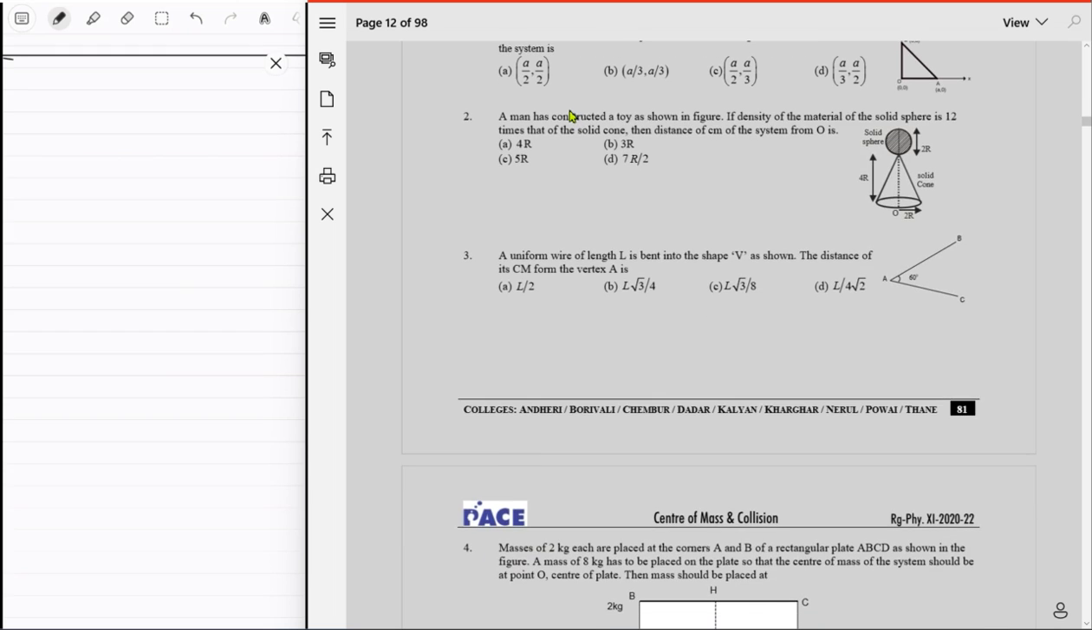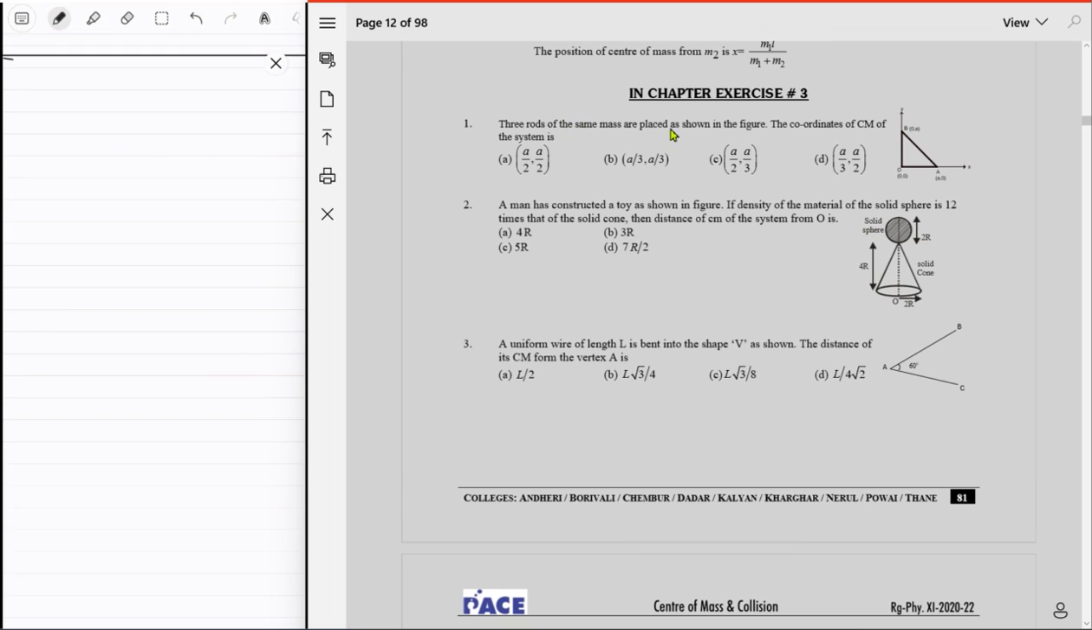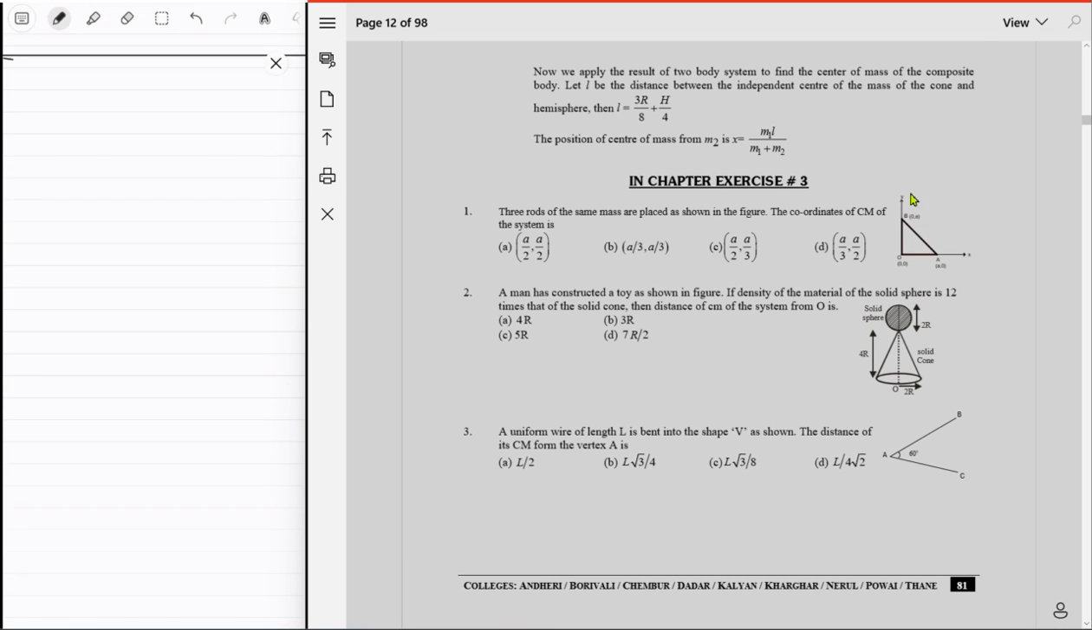Okay, let's do it. Three rods, same mass, are placed as shown in the figure. The center of mass of the system is. Okay, what do you have? Wait. So it's a comma 0, this is 0 comma a, this thing is. Oh, and wait, rods, right? Oh, I thought it's like masses, whatever. Yeah, so the same mass you're saying.